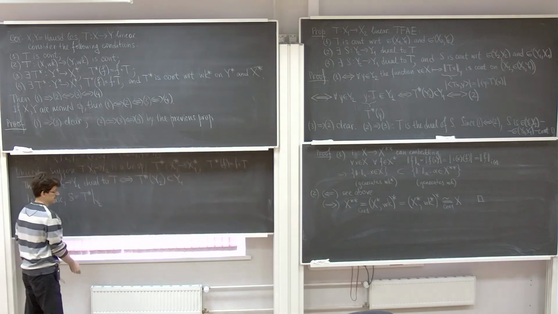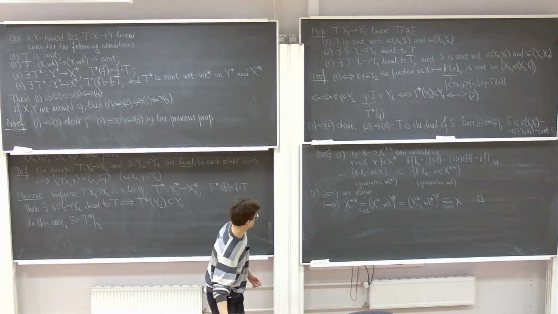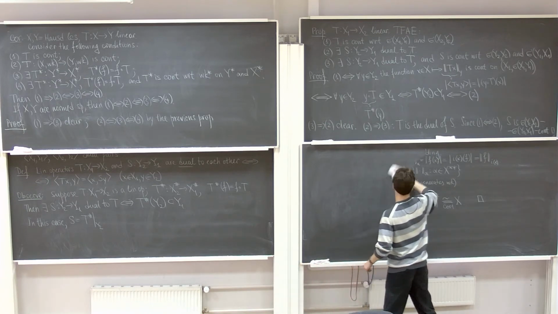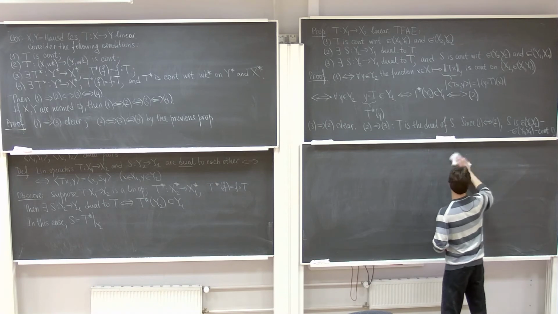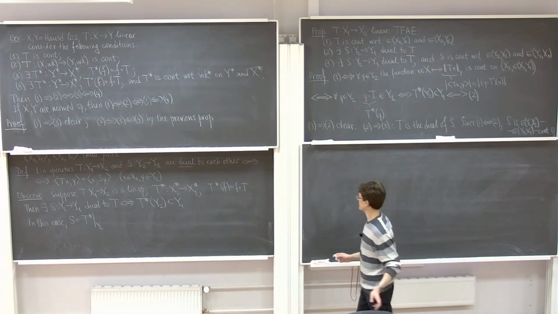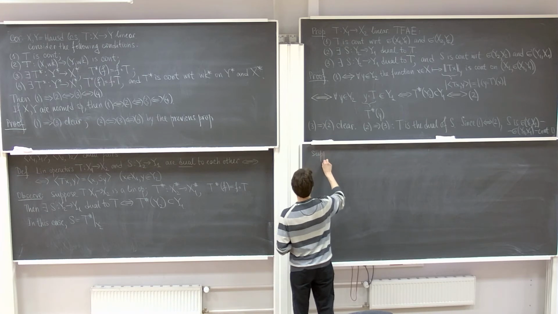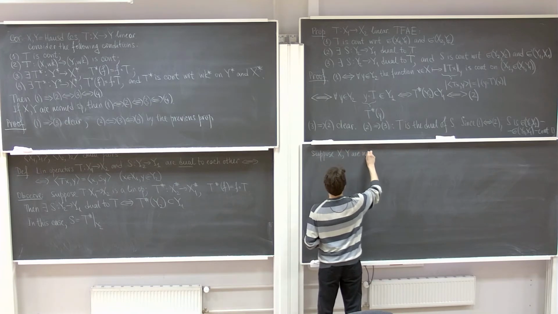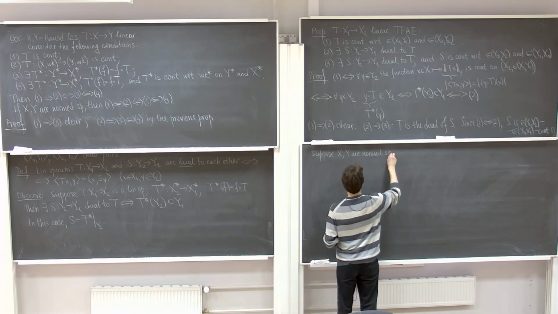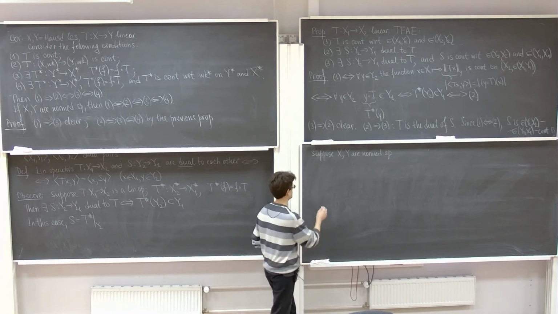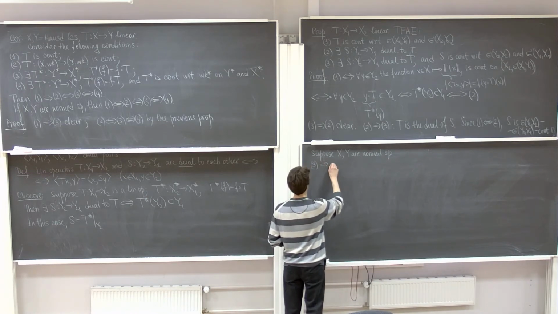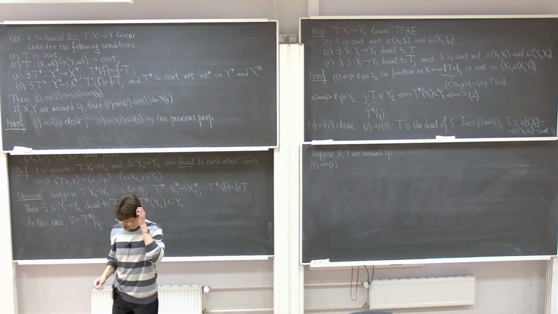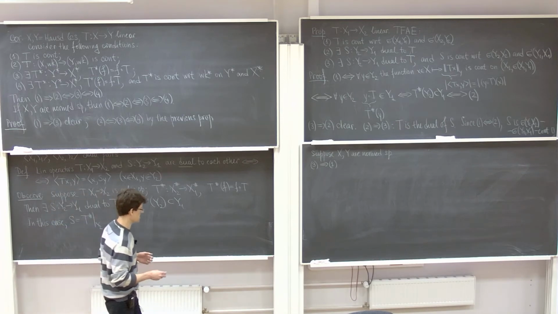So let's now assume that X and Y are normed spaces, and let's show that all the four conditions are equivalent. Suppose that X and Y are normed spaces. And let's show that 3 implies 1. So we suppose that T star exists, and we want to show that T is continuous, or equivalently that T is bounded.